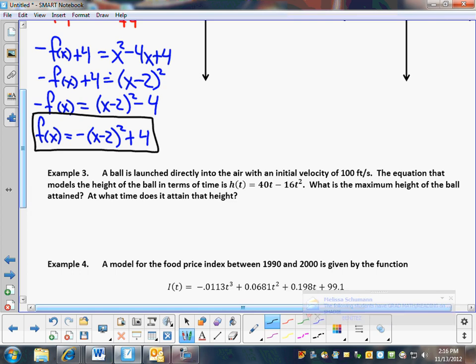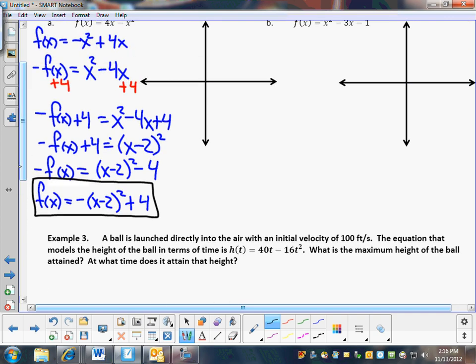Not negative 2, 4, but 2, 4. See, it's shifted over 2 units horizontally and vertically 4 units. And then is it right side up or upside down? It's upside down. So does everybody see that this is going to be over 2 and up 4? Yeah?